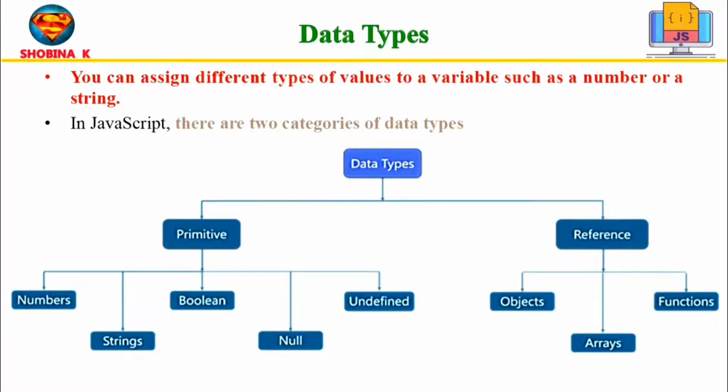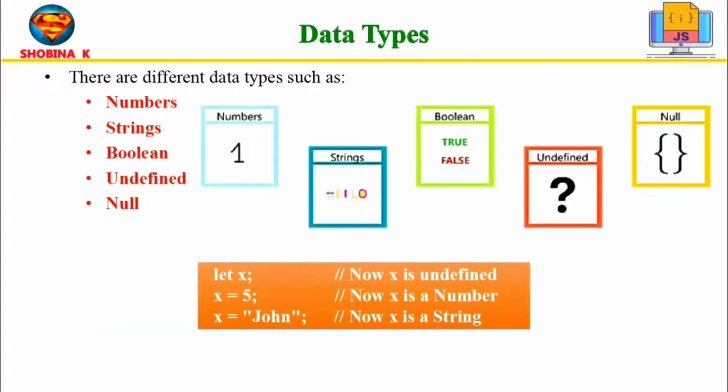There are different data types such as numbers, strings, boolean, undefined, and null. And these are the 5 types of primitive data types in JavaScript. String represents a sequence of characters. Number represents a numeric value. Boolean represents a boolean value, either false or true. Undefined represents an undefined value. Null represents null, that is no value at all.